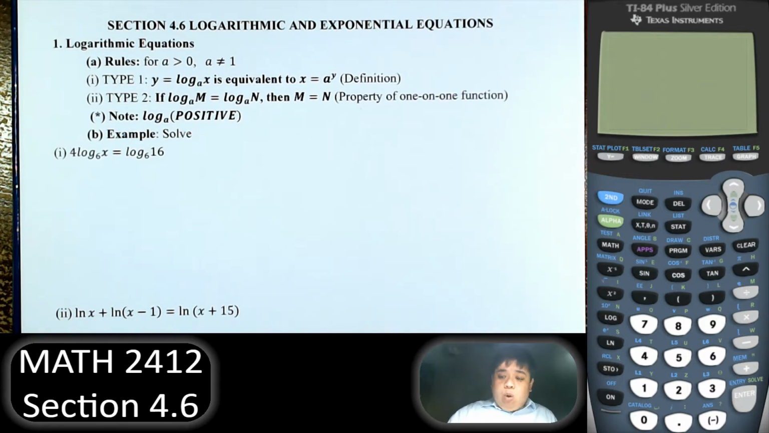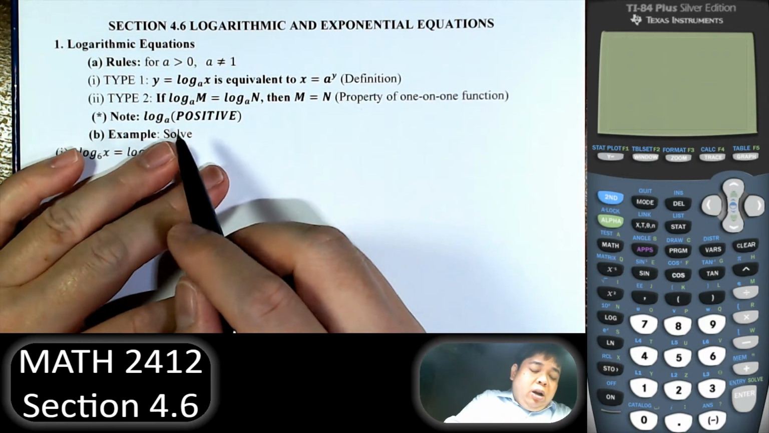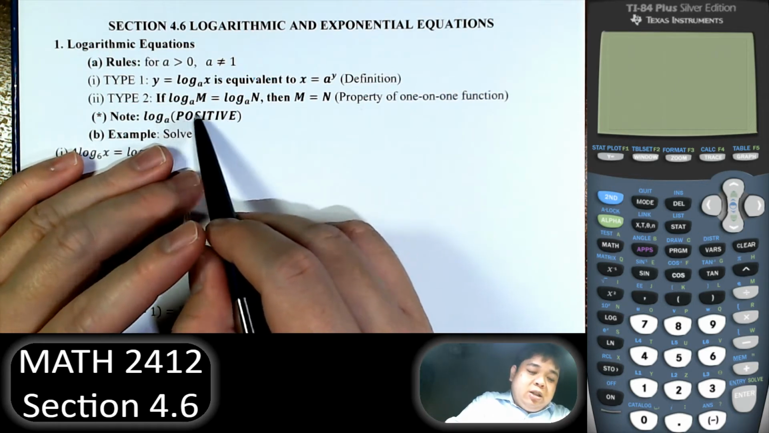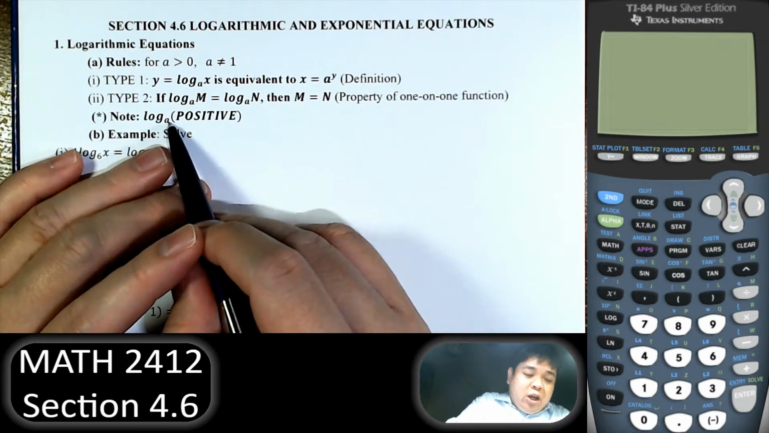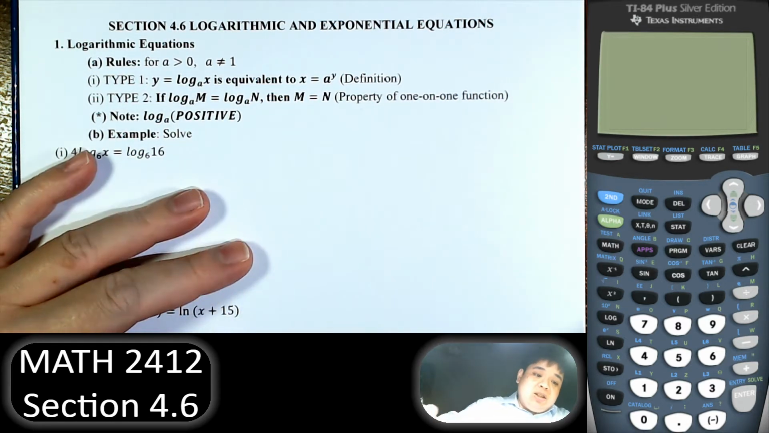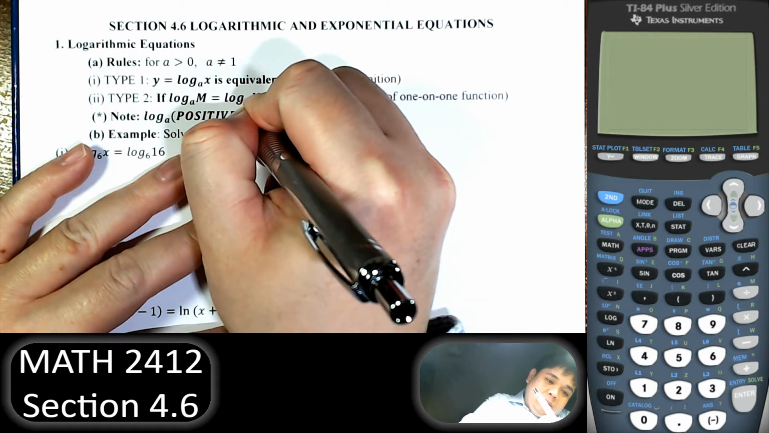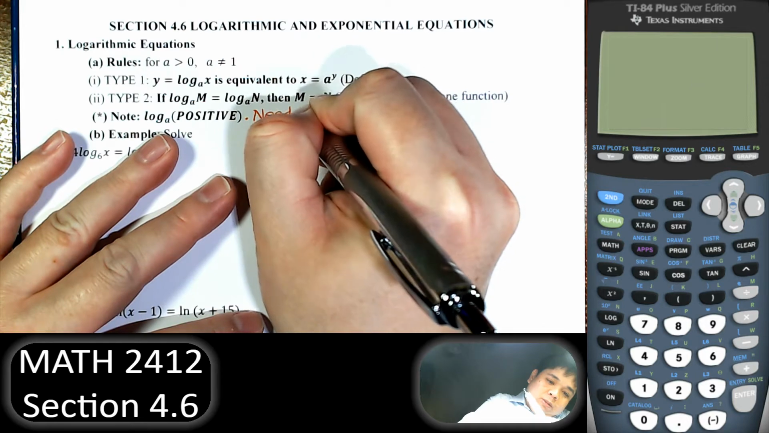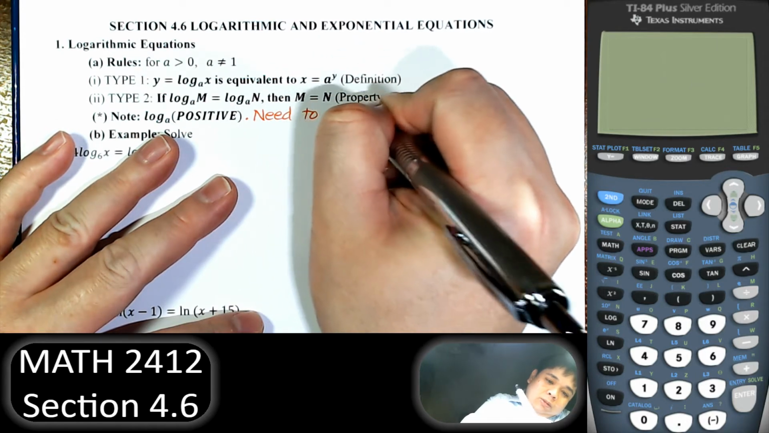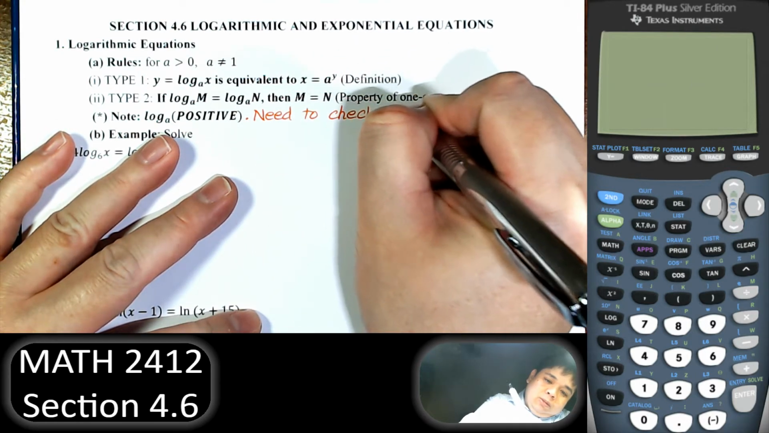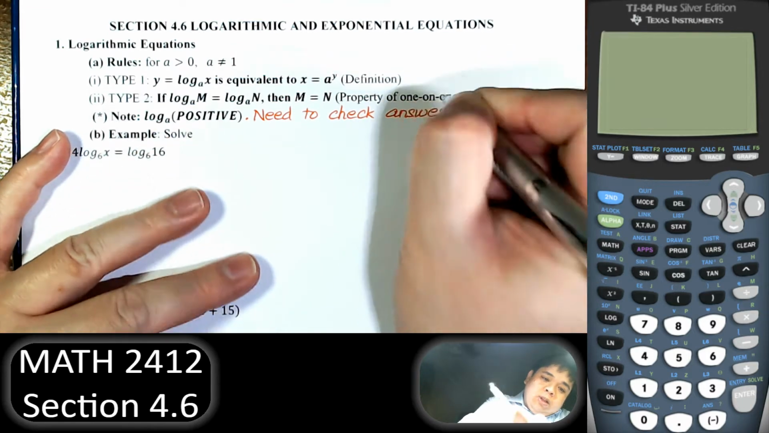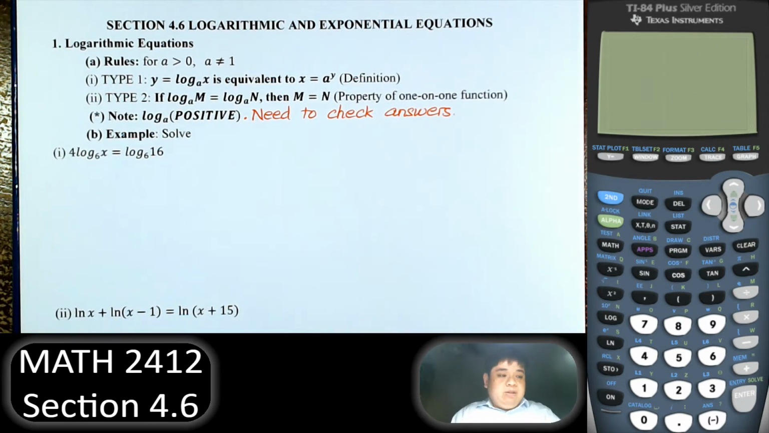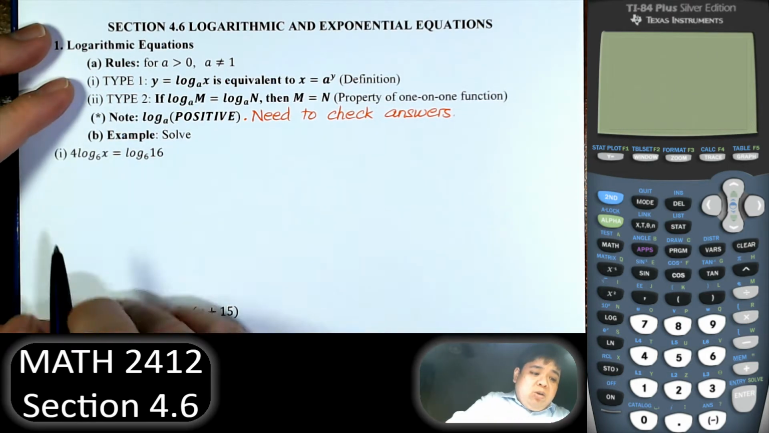But regardless of what type of logarithmic equation we have, whatever we put in the argument of the log must be positive. So in this case, we must check the answer. Make sure that everything we put in every log must be positive. Right. Now look at the first equation.